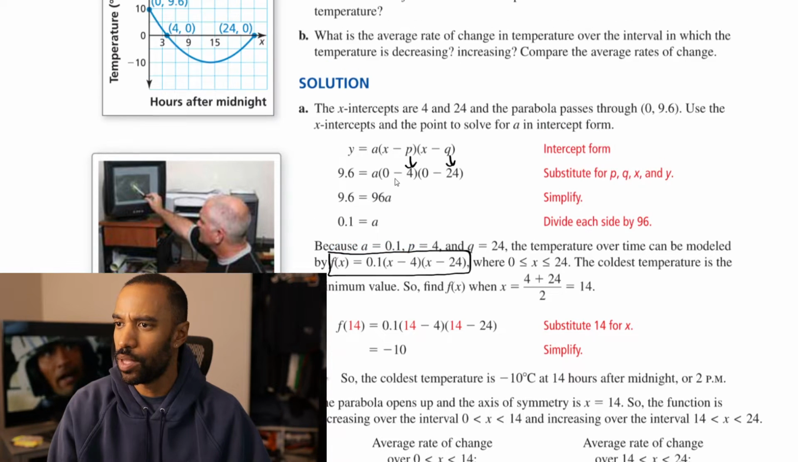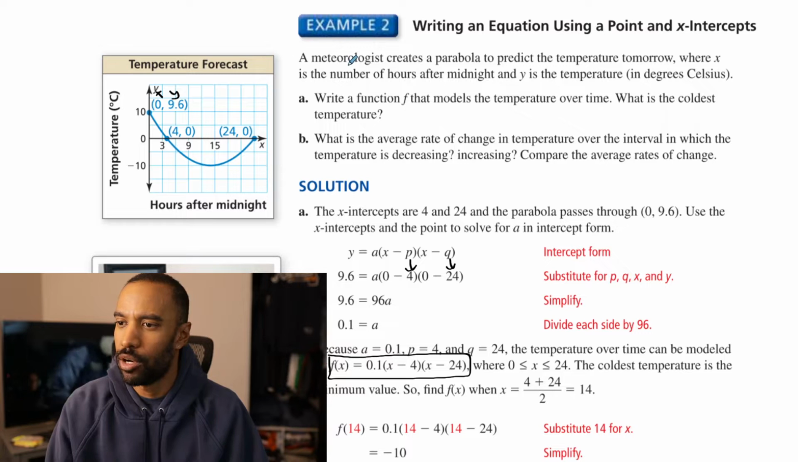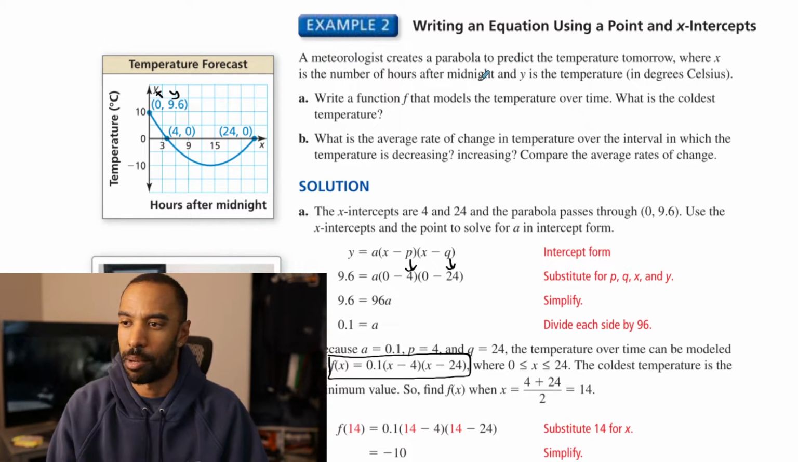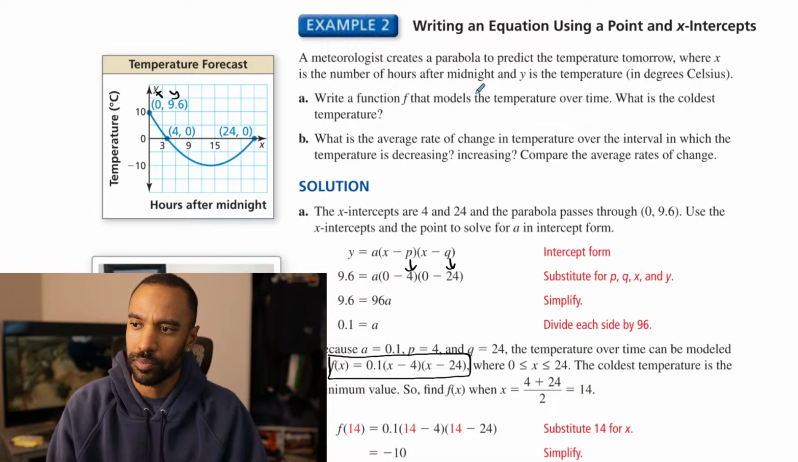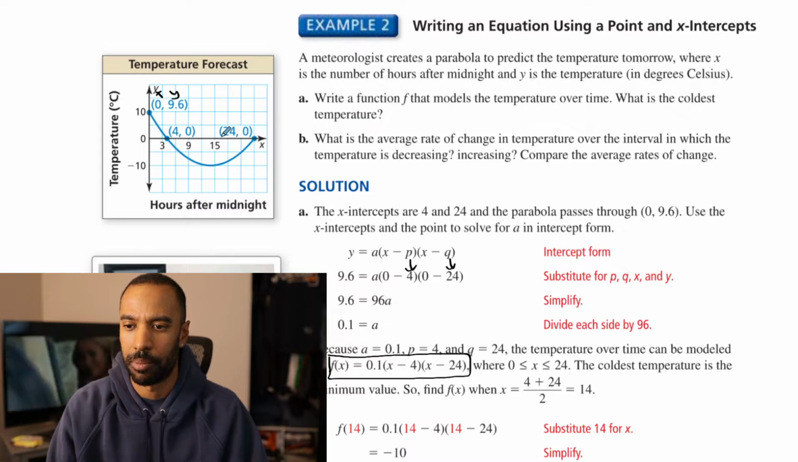Now, was there another question with it? Let's see. I didn't actually read the question. A meteorologist creates a parabola to predict the temperature tomorrow, where x is the number of hours after midnight. So here's midnight. And then as the day goes on, it gets cooler regularly. Okay. And y is the temperature in degrees Celsius. Write a function f that models the temperature over the time. What is the coldest temperature?